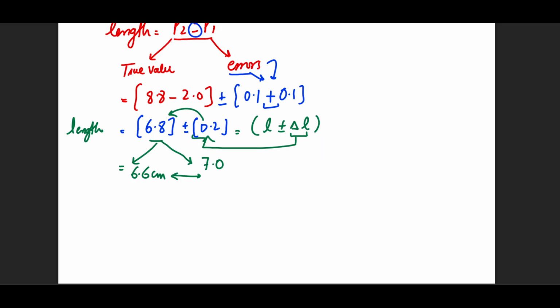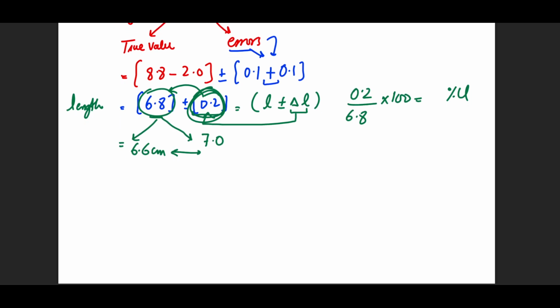So this is our absolute error, 0.2 is the absolute error, 6.8 is the true value. If I wanted to calculate the percentage error in this, what I would simply do is take the absolute error, which is 0.2, divided by 6.8, multiplied by 100. My answer would give me a percentage uncertainty. Now, one more thing, if you were to write this down properly, it would be length is equal to 6.8 plus minus 0.2, bracket close, and centimeters, which is the common unit for this one and this one, right?